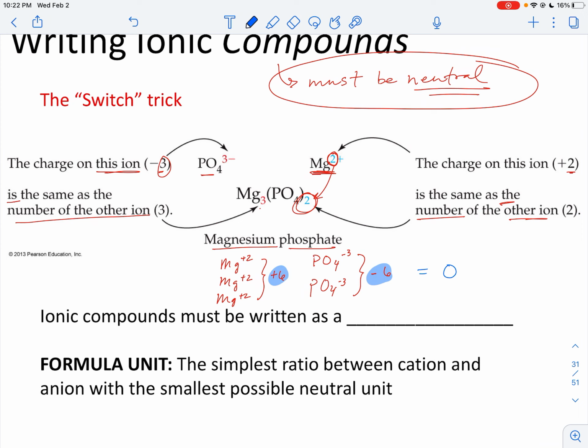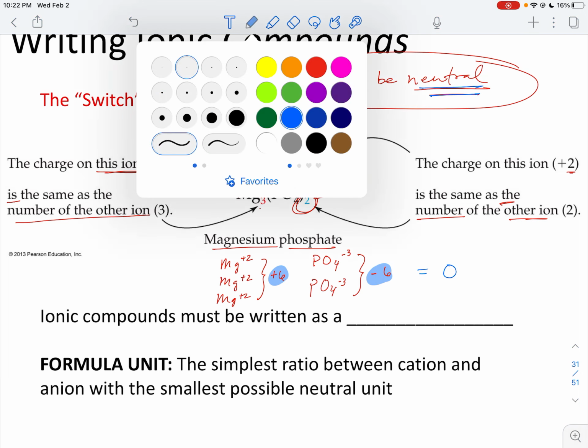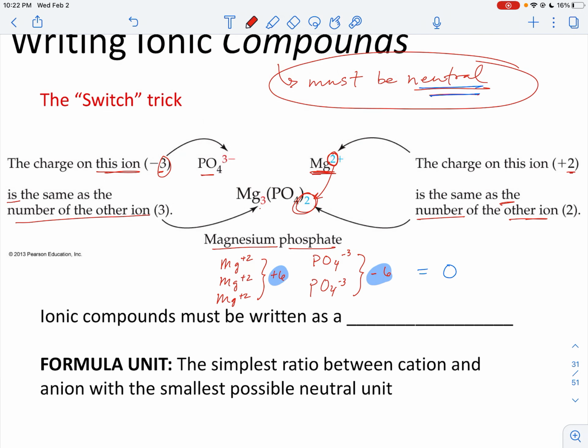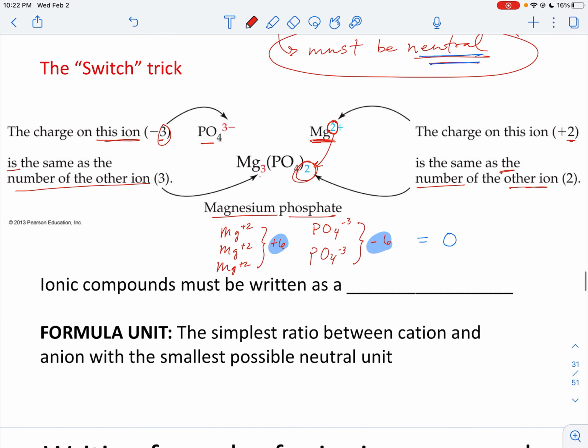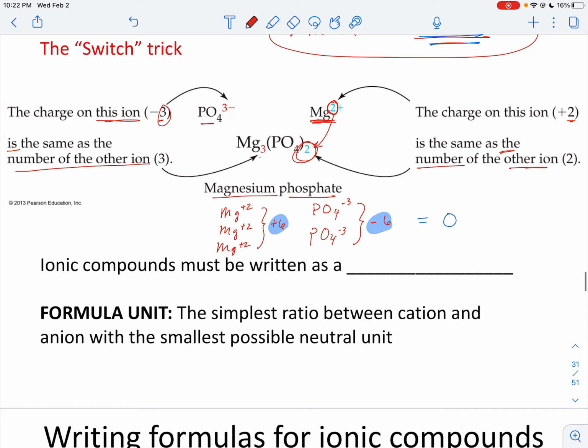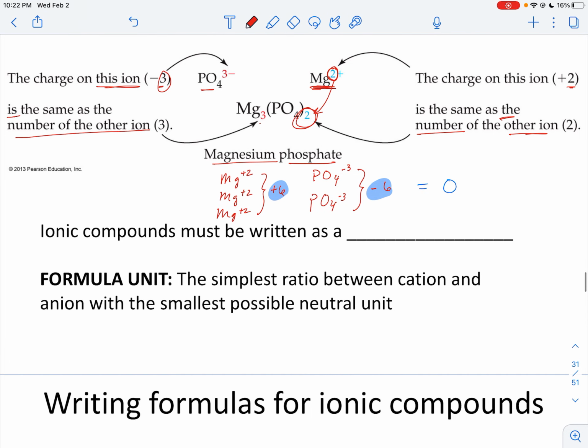That's what we mean when we say our compounds must be neutral overall. The total magnitude of positive charge from all the cations has to cancel out with, or be the same as, the total amount of negative charge from all the anions, all right? And again, if this feels foreign to you and you aren't sure what I'm saying, the more you practice these, the more comfortable you'll get with it, and we're going to do more examples together as well.